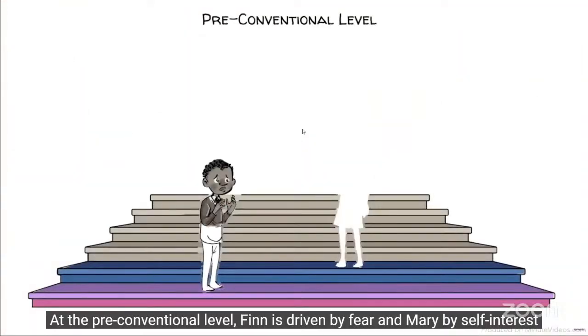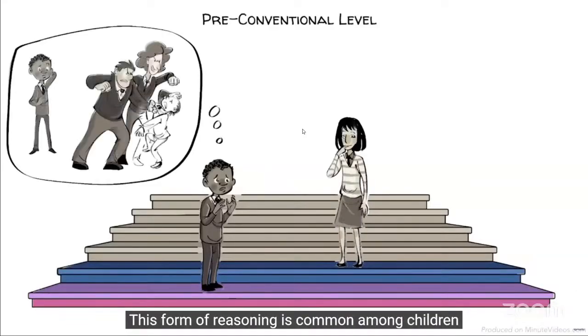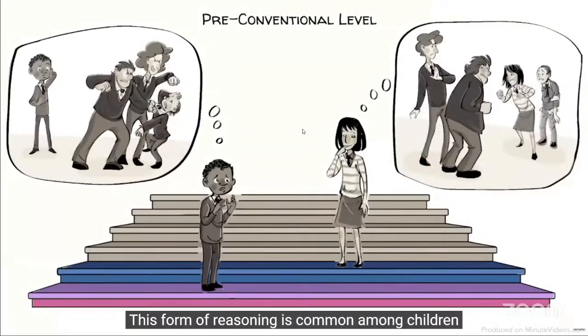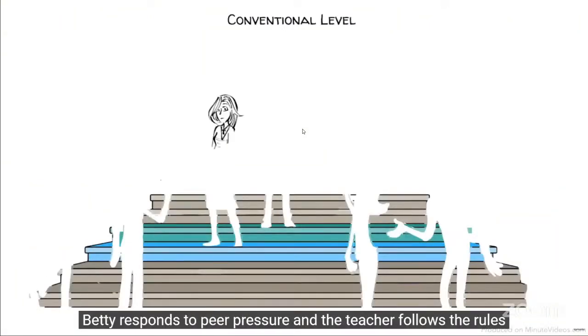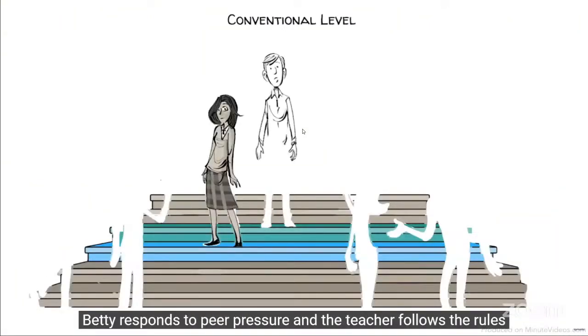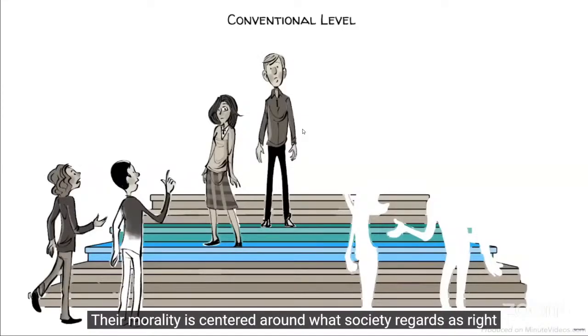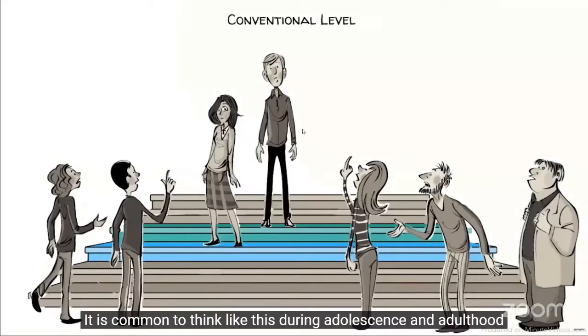At the pre-conventional level, Finn is driven by fear and Mary by self-interest. Both judge what is right or wrong by the direct consequences they expect for themselves and not by social norms. This form of reasoning is common among children. At the conventional level, Betty responds to peer pressure, and the teacher follows the rules. Their morality is centered around what society regards as right. At this level, the fairness of rules is seldom questioned. It is common to think like this during adolescence and adulthood.